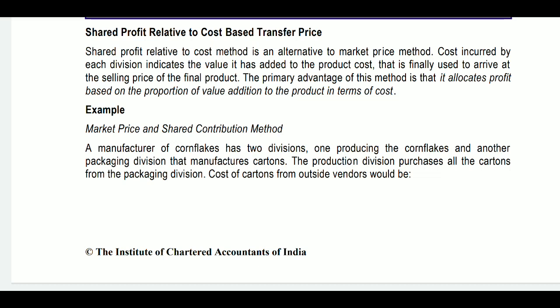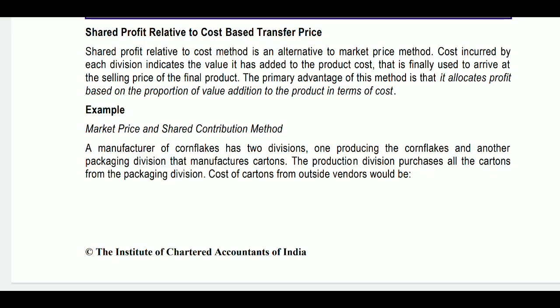So they provided two methods. First, a manufacturer has two divisions: one is the production division and another is the packing division. The production division purchases all cartons from the packing division, so internal transfer is going on. The cost of cartons if you purchase from outside is the market price. The number of cartons will be 5,000 and 8,000 units, with market costs of 77,000 and 95,000.